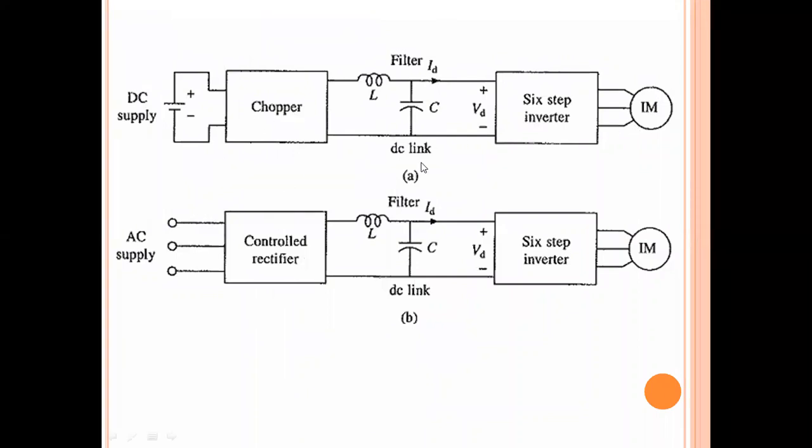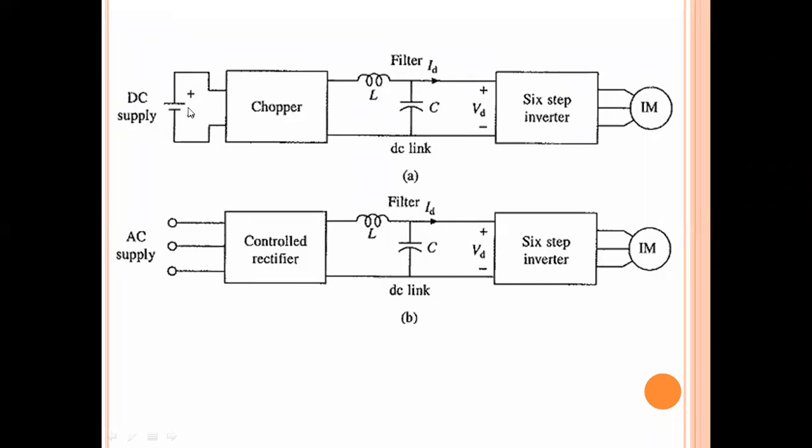Here we will see two different cases, each with a circuit diagram. This is our voltage source inverter fed induction motor. Here we have a DC voltage, fed through a DC link capacitor, which also acts as a filter for eliminating harmonics. And you can see a chopper is connected in front of the DC supply. This is case 1.